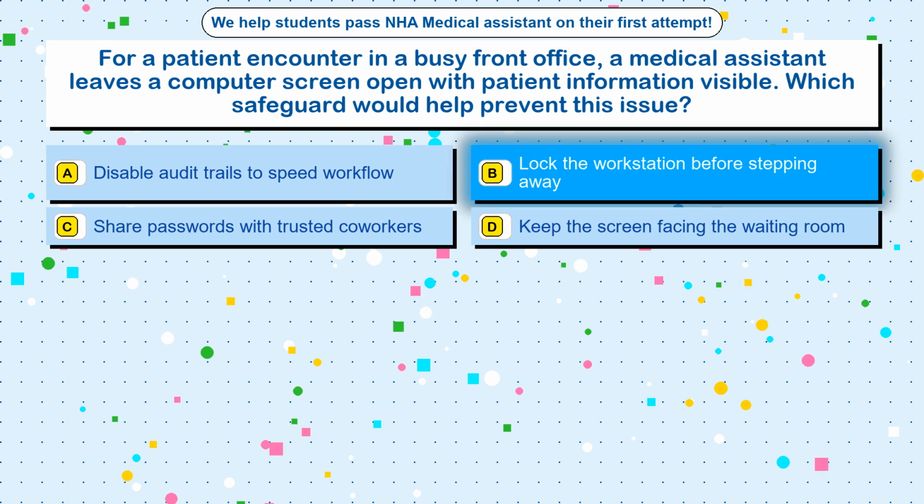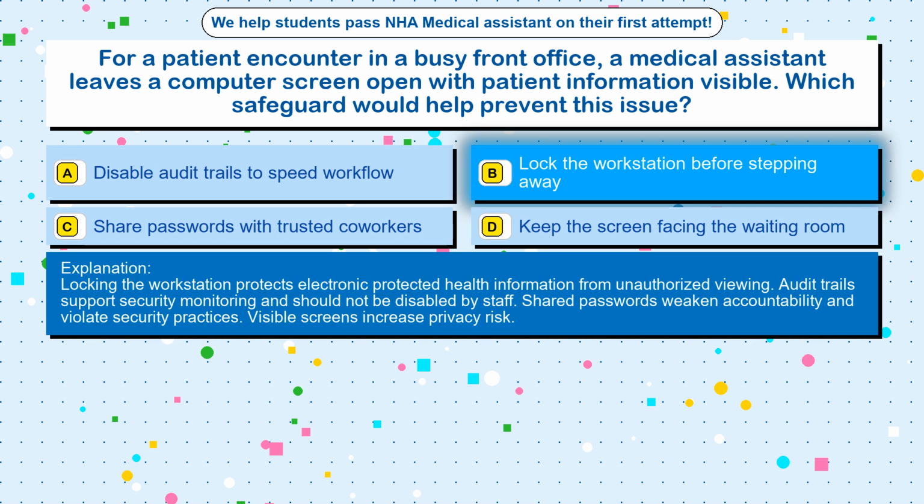The correct answer is option B. Lock the workstation before stepping away. Locking the workstation protects electronic protected health information from unauthorized viewing. Audit trails support security monitoring and should not be disabled by staff. Shared passwords weaken accountability and violate security practices. Visible screens increase privacy risk.